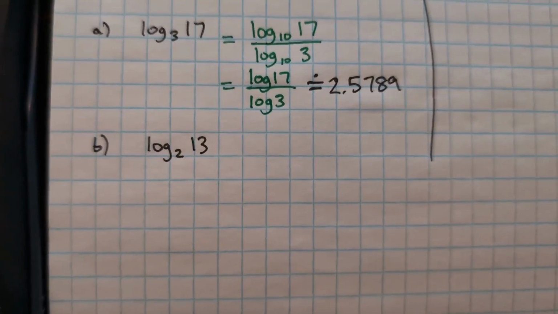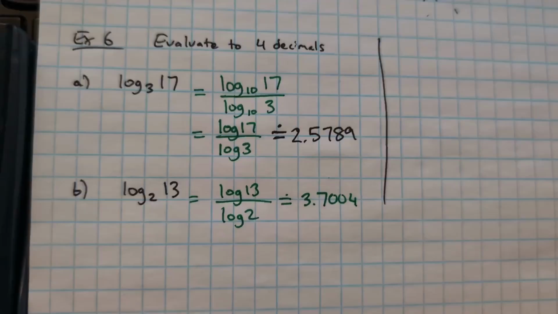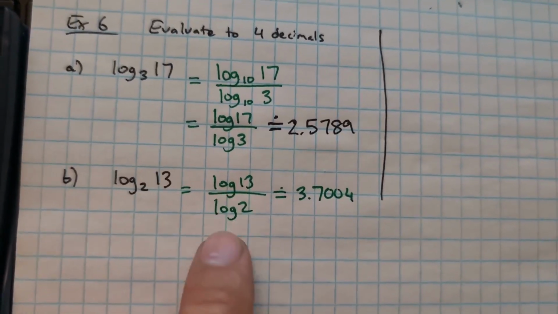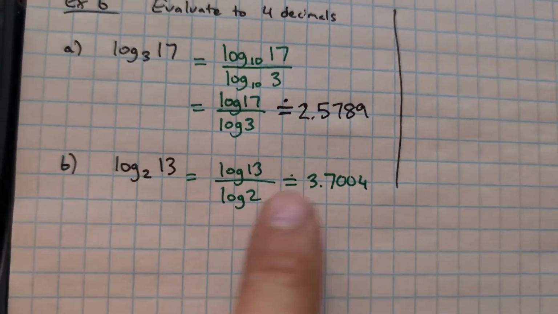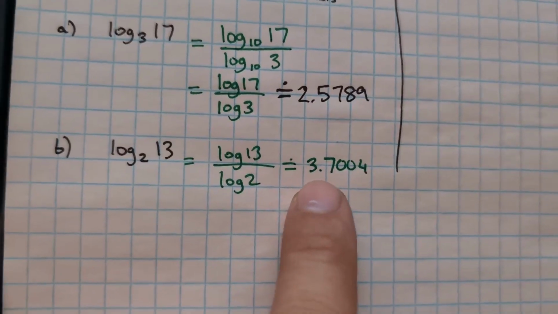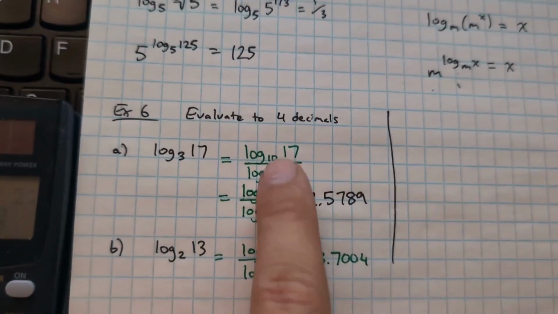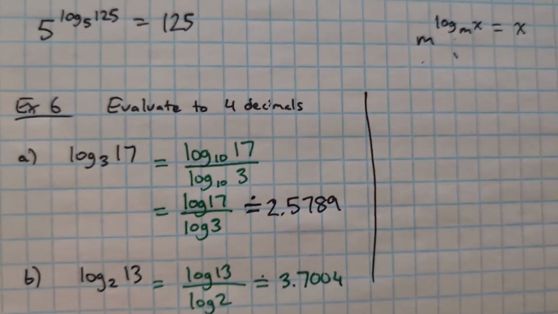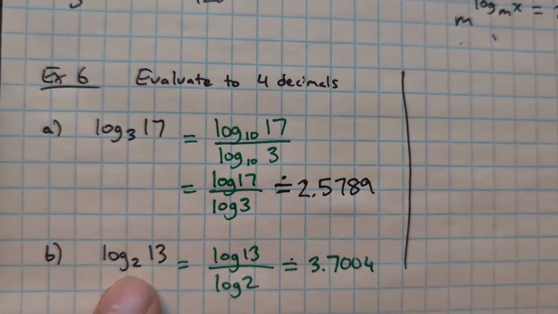I can do the same thing here with this second example. So this one here, log base 2 of 13, we can turn into log 13 divided by log 2, which equals approximately 3.7004 to 4 decimals.